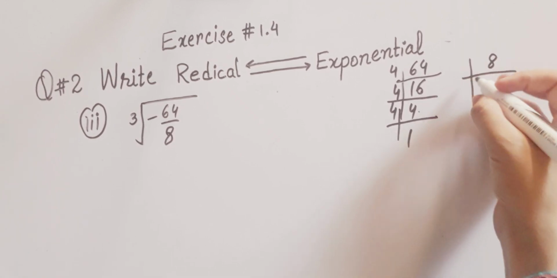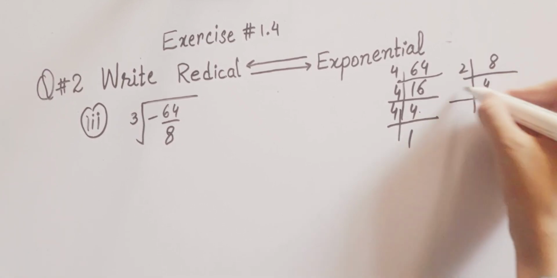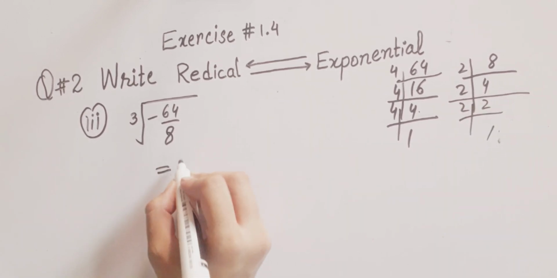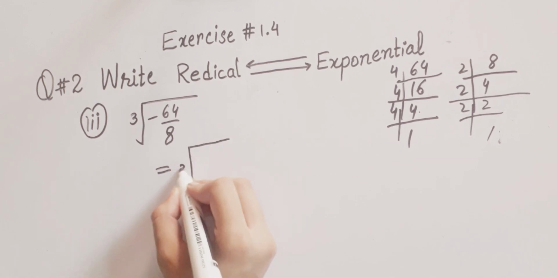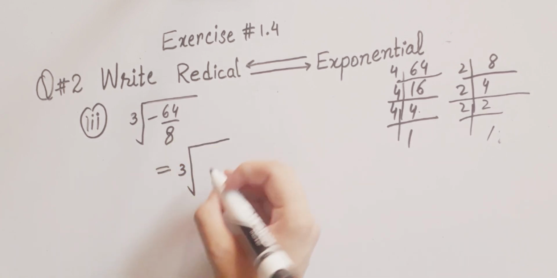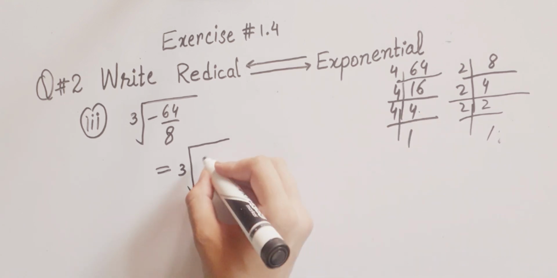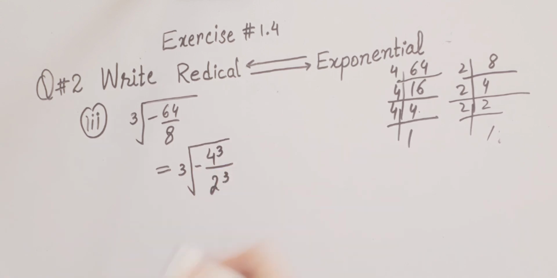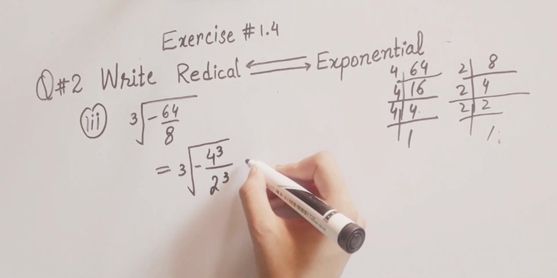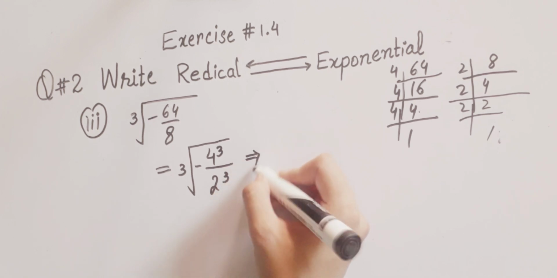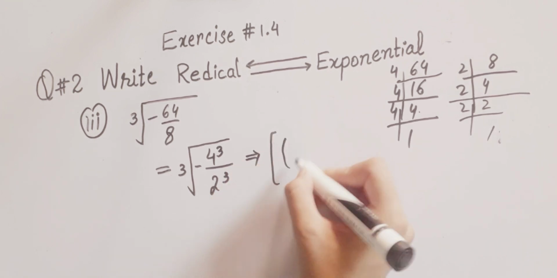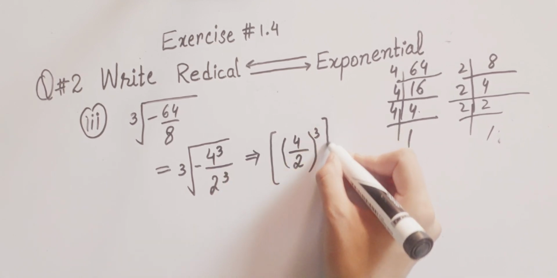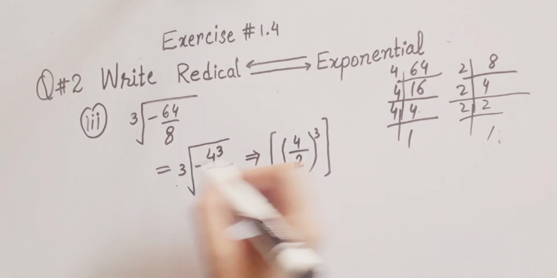And we will make the factors of 8. So we will write 64 as 4 power 3 and 8 as 2 power 3. So we can also write this as 4 by 2 whole power 3, and this whole power is equal to 1 by 3.